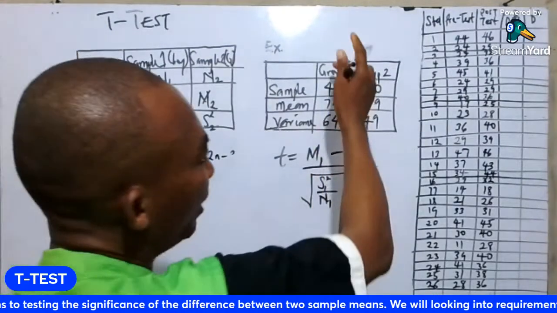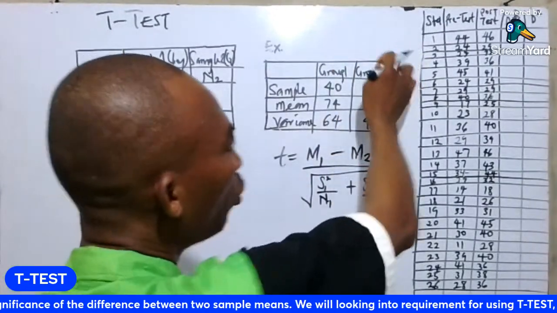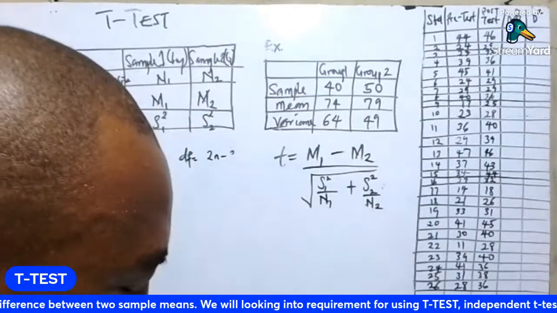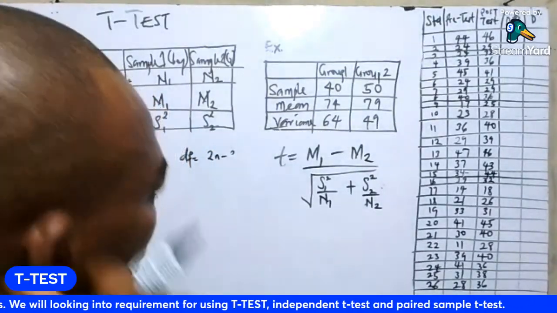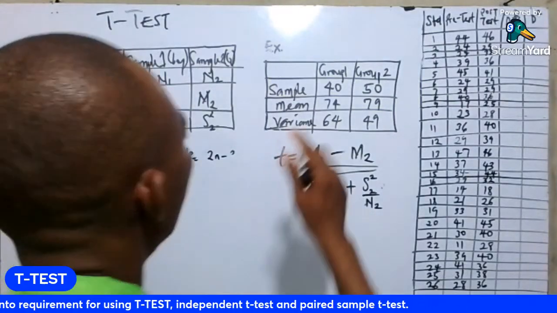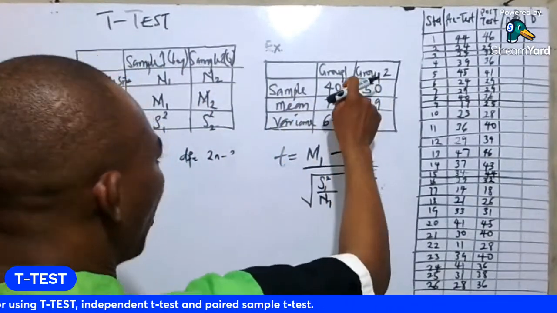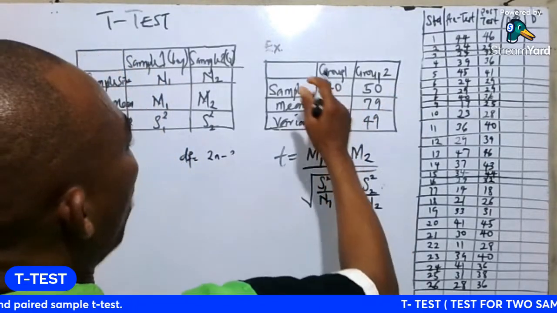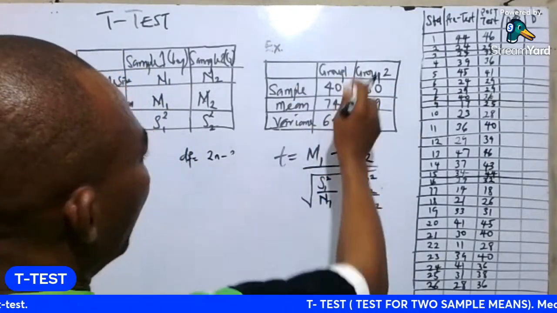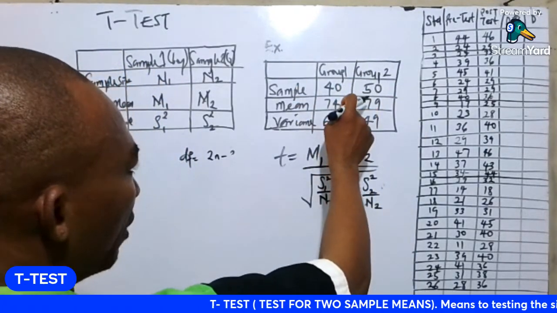That means group 1 used the first method. Group 2 used the second method. So he examined both groups at the end of the term and obtained this result, as we can see here. The sample size for the first group is 40. The sample size for the second group is 50.